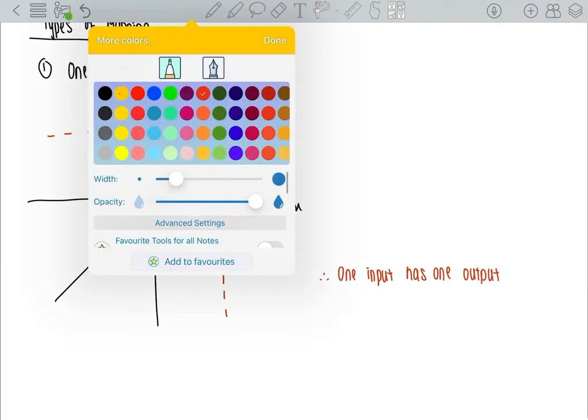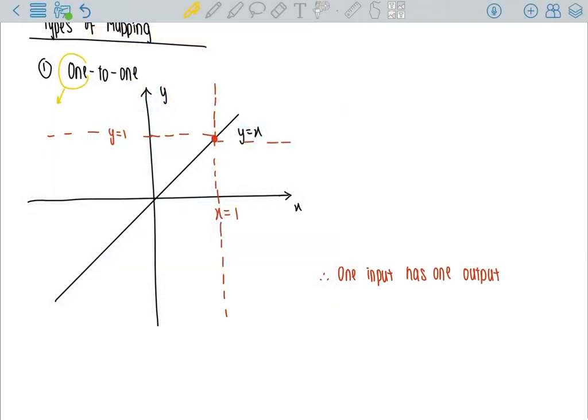So we can see here, 1 represents inputs and 1 represents outputs. If we take another point on this y equals x graph, let's take x equals -1. We are going to do the same thing where we draw a vertical line, and you can see that it will only touch one part of the graph as well. We can read this y value, and this is y equals -1. So therefore, this is a one-to-one mapping.